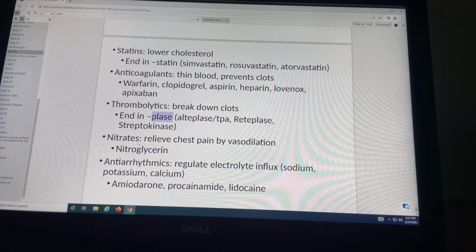And these end in place. So alteplase, this is the most common one they use in the emergency room, or they might call it TPA. Reteplase, streptokinase, they get rid of a clot that you have already. Okay.